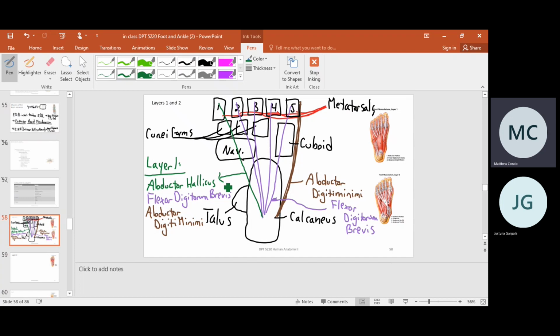Yeah. The red at 1, 2, 3, 4, 5, that's indicating that that's part of the metatarsals. Yep, those are all metatarsal. I just didn't want to do it in black.